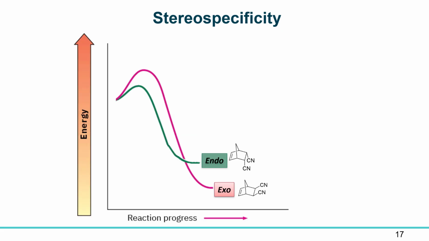Looking at the energy diagram for this reaction, with energy shown on the y-axis and reaction progress on the x-axis, the favorable interaction of the endo orientation lowers the energy of the transition state and therefore the activation energy. It is because of this lowered activation energy that the endo product tends to predominate, despite the greater stability seen for the exo substituted final product.